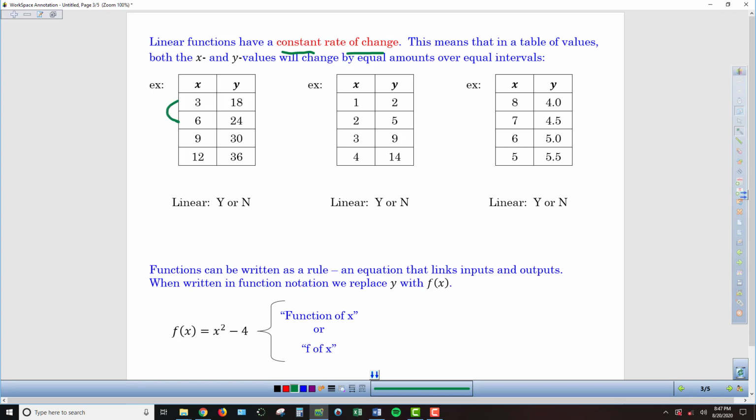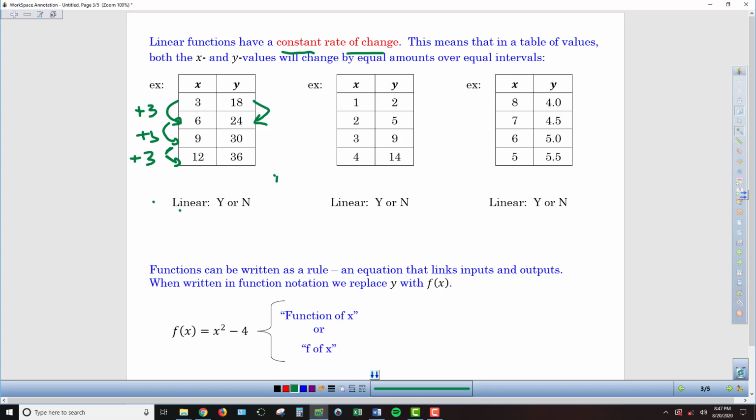So for example here, to get from 3 to 6, we've added 3. To get from 6 to 9, we've added 3. To get from 9 to 12, we've added 3. So we have a consistent pattern of adding the same number over and over again in the x column. Now, if we look at the y column, it doesn't have to be the same as what we see in the x column. It just has to be consistent within its own column.